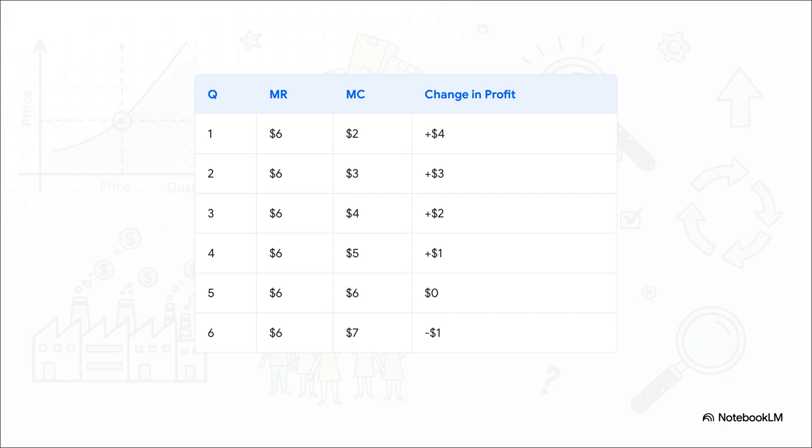Good, let's do it. But now look at the fifth gallon. MR is $6 and MC is also $6. The change in profit is 0. This is our signal to stop. If we made a 6th gallon, it would cost us $7, but we'd only sell it for $6. We'd lose $1 on that gallon. No way. So the profit maximizing quantity is exactly 5 gallons.